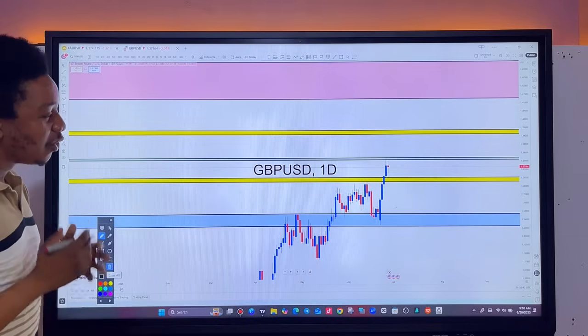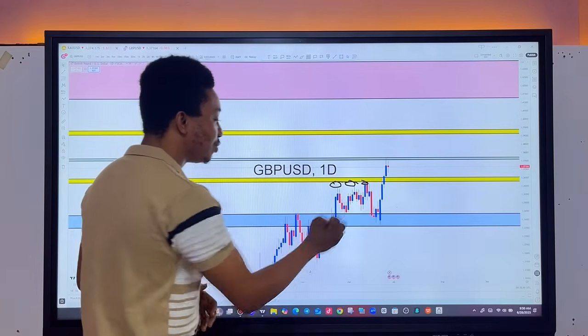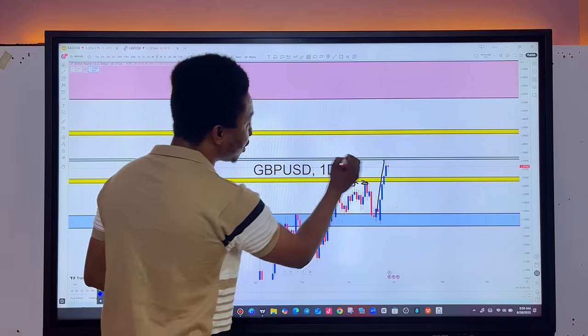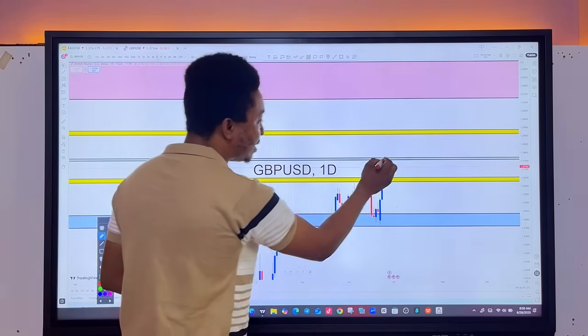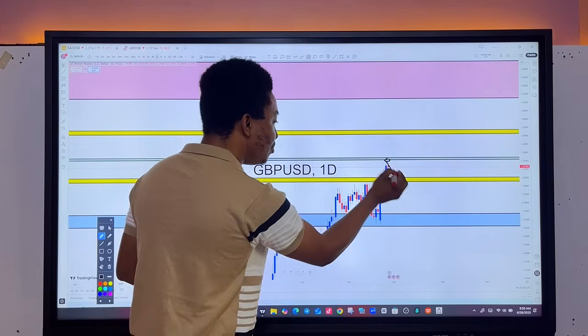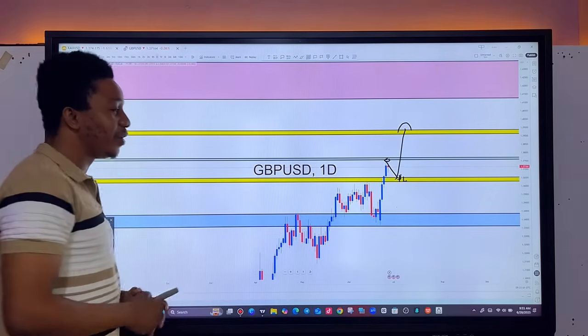What happened on the daily? On the daily, we can clearly see that price has broken above the daily resistance level to the upside with a push, making contact with the next daily resistance above. Now, after making contact, what should price see? Price should see sell pressure, bring it all the way down as a higher low, before continuation sends it all the way up there.